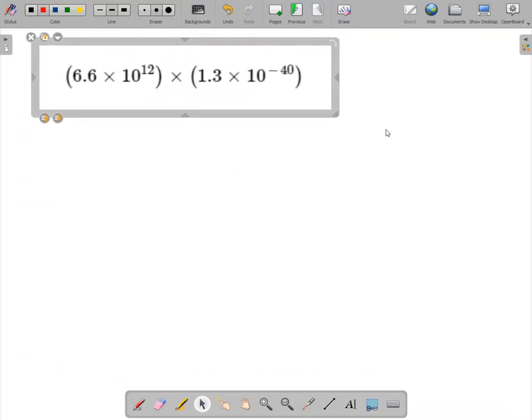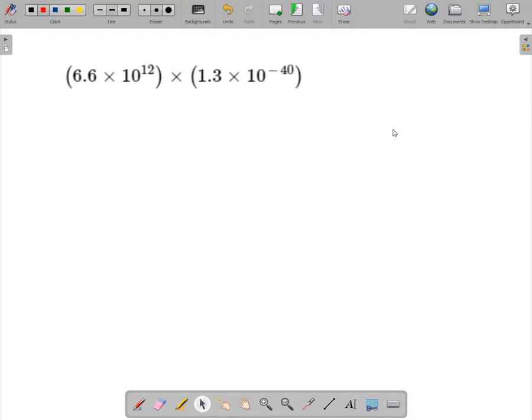All right. What is the result of this in scientific notation? I highly recommend a calculator. It's not absolutely necessary, but it does help. Write something down, type something up.